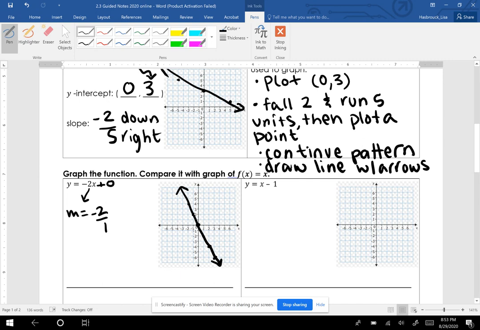Comparing it to the parent. So the parent is f of x equals x. Notice we have different slopes, because the slope of the line we just drew was negative 2, but the slope of the parent is 1. But they had the same y-intercept.